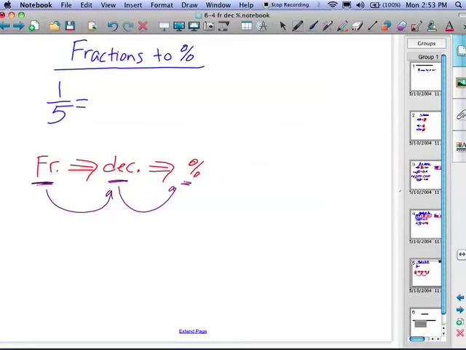Because your fractions won't always be given to you in terms of 100, because they're not all written that way. Our example is 1/5. We know how to turn a fraction into a decimal by typing into a calculator 1 divided by 5, and you end up with 0.2. Now, using the trick we had from the previous board to turn a decimal into a percent, we take the decimal point and move it 2 spaces to the right and fill in some zeros. And that ends up giving us 20%.